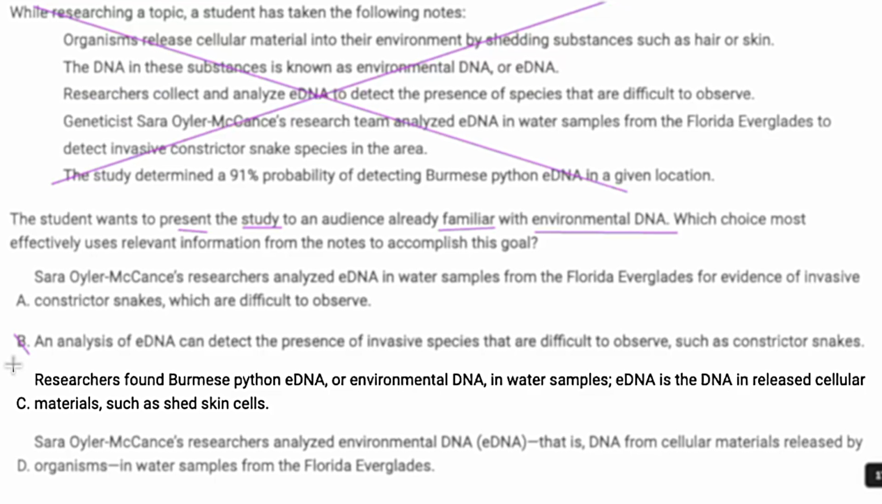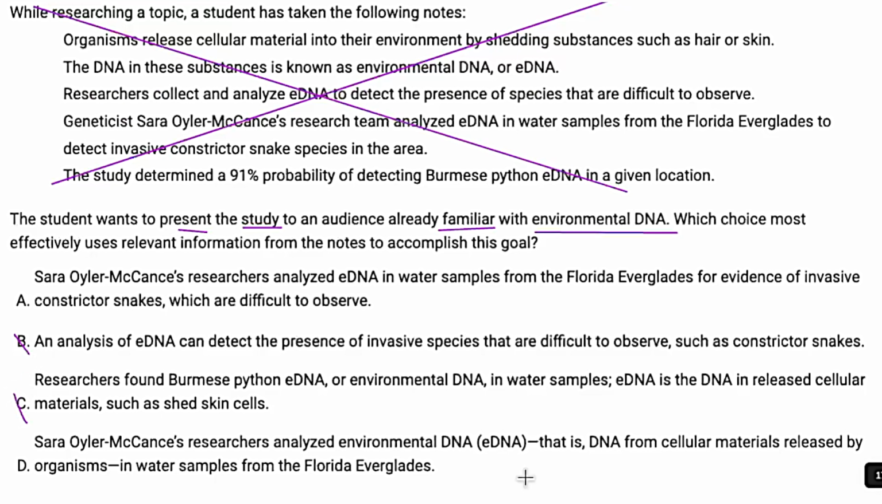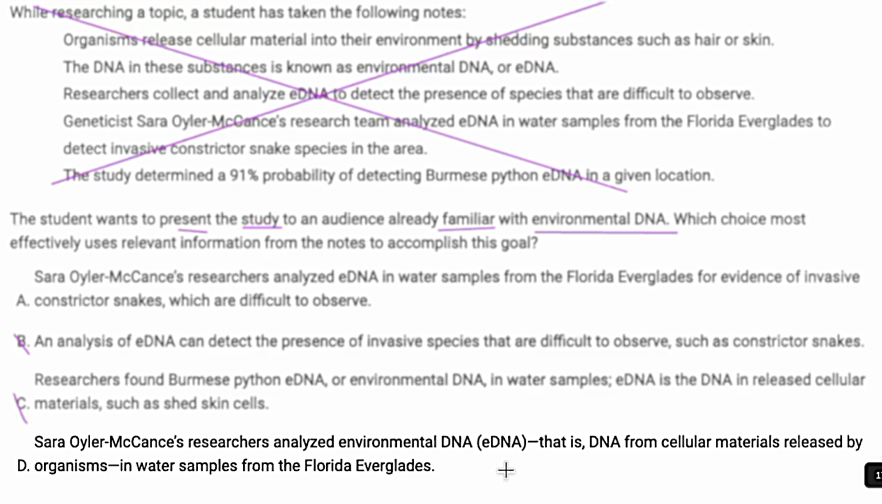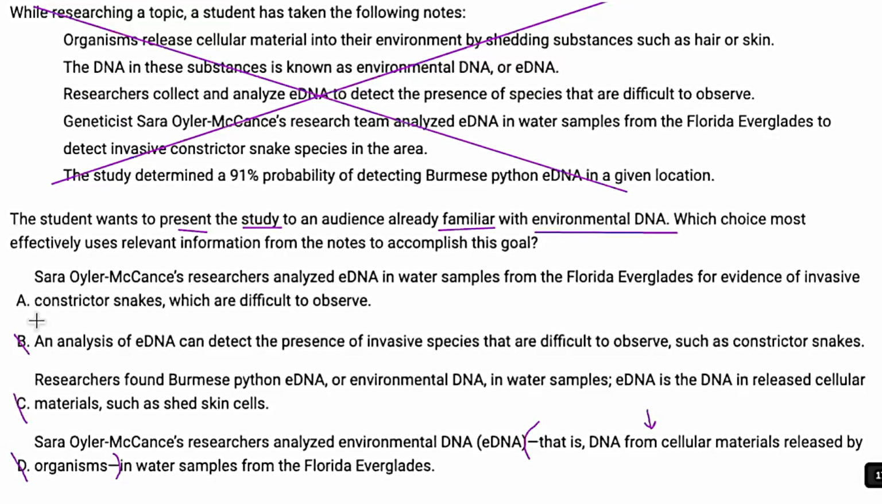C: Researchers found Python DNA, or environmental DNA, in water samples. Again, it's telling me that eDNA is environmental DNA. If I was familiar, I should already know that. So I'm going to get rid of C. And then D, we've got they analyze environmental DNA, that is DNA from materials released by organisms. So again, this little parenthetical, this little bit between our dash sandwich, is trying to explain stuff to me. If I was already familiar with environmental DNA, I would know that. So I'm going to get rid of D. And just like that, our answer is A.